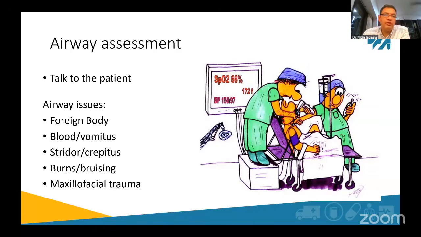But if the patient talks back, it tells you that it's patent, it's protected, and it also tells you that they are able to ventilate themselves. They've actually got some circulation to the brain, and they're responding back to you. So talking to the patient gives you a lot more information when we are doing the airway assessment.